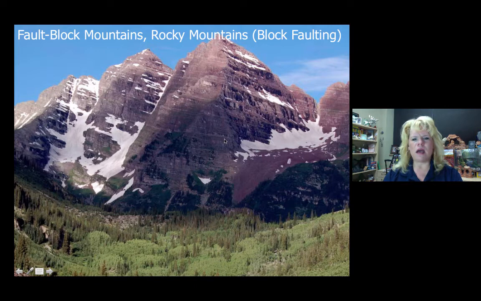The Rocky Mountains are a classic case of fault blocking. You can really see that well here, where you see a mountain here, here, and here. And in between it, you see a low area. Well, that's characteristic of fault blocks.